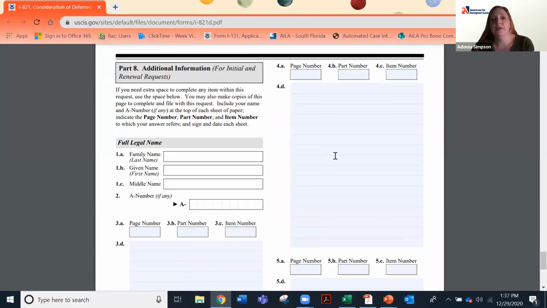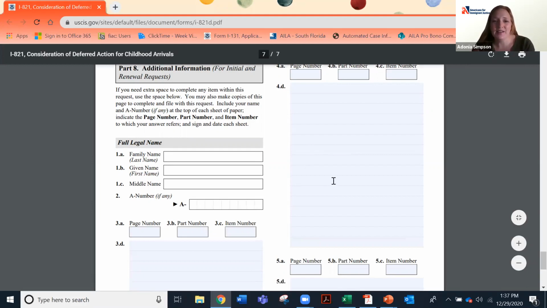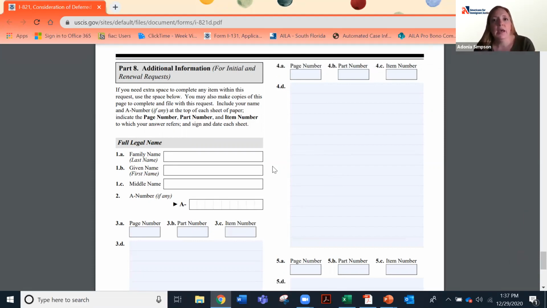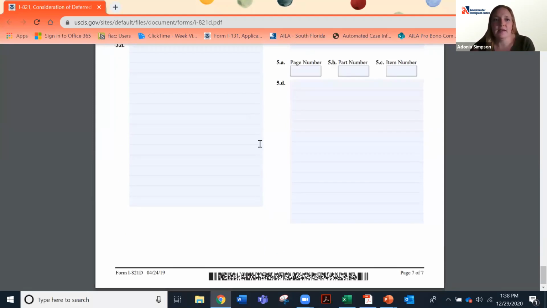And as I mentioned earlier, you may have more addresses than there are space for in the application. So this is where you can provide that additional information, put the page number and the part and the item number that you need to provide additional information on. Any of the other questions that you answered that requires an explanation, any of the yes, no questions where it says, if you check yes, you must explain, this is also where you would put that explanation. So that is the actual I-821D, which is the application for DACA.